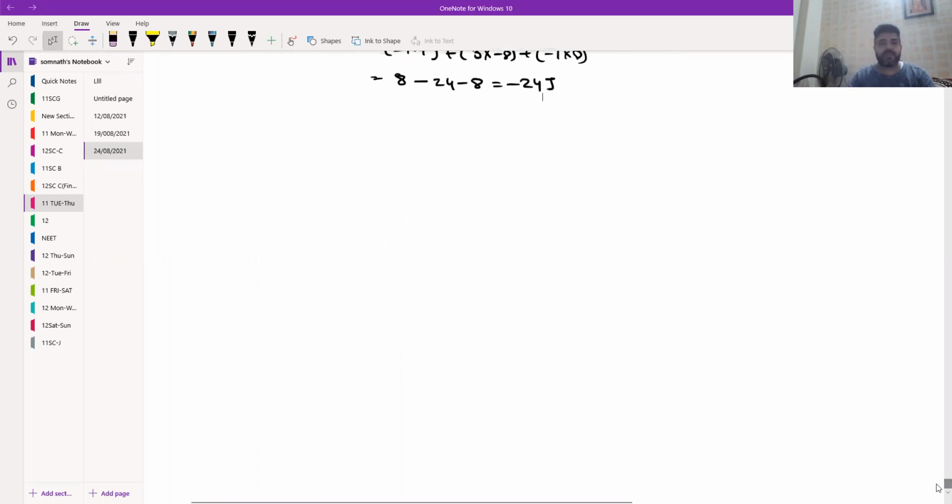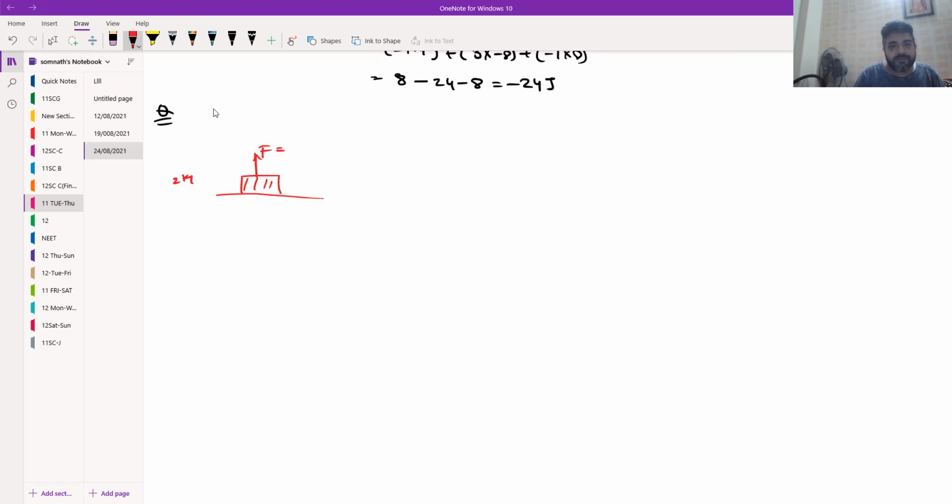I'll show you one more type of question of constant force. The question is that a block of mass 2 kg is pulled by a force of 40 newton upward through a height of 2 meter. Find the work done on the block by the applied force and by its weight. So you put a block here whose mass is 2 kg. You are applying a force F, which is 40 newton. Due to that force, the block moves 2 meter upward. So you have to find the work done by the force and the work done by the weight, that is mg.